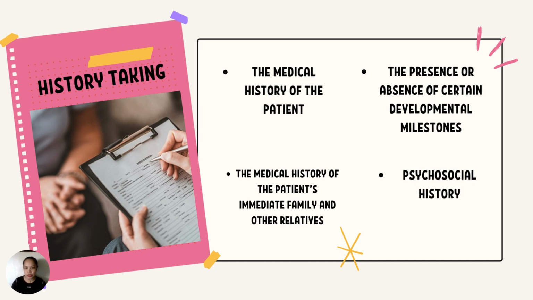Some specific areas of interest to the examiner include the following: the medical history of the patient, and the medical history of the patient's immediate family and other relatives. A sample question here might be: have you or any of your relatives experienced dizziness, fainting, blackouts, or spasms? And the third one is the presence or absence of certain developmental milestones. It is a particularly critical part of the history taking process when examining young children. And lastly, psychosocial history, including level of academic achievement, estimated level of intelligence, estimated level of adjustment at home and at work or school, and observations regarding personality.